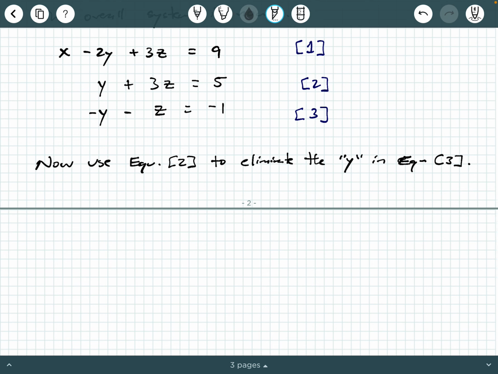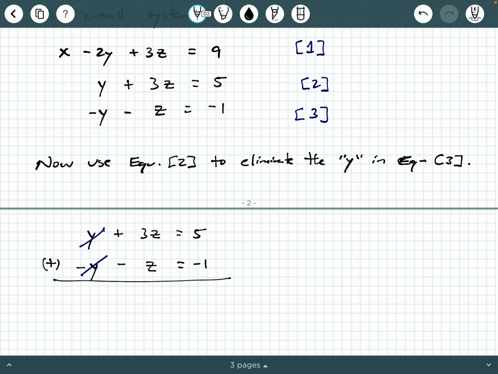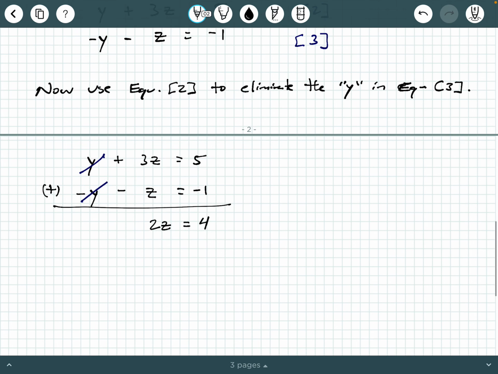So we could say, y plus 3z equals 5, that's equation 2. And then minus y minus z equals -1. It's already really set up for us. We can just directly add these two together, and we see the y's cancel themselves out, and you end up with 2z equals 4, okay? And then clearly we end up with z equals 2 here, okay?